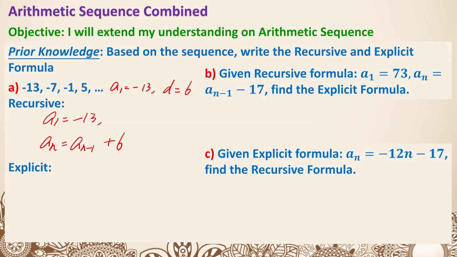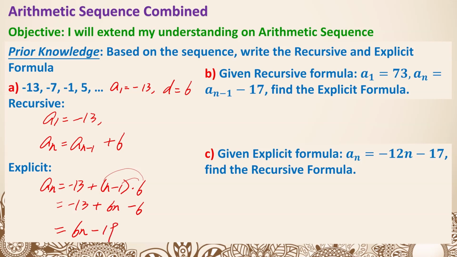The explicit formula, whichever term you're trying to get, you need the first term, and n minus 1 of the common difference, which is 6. So we distribute the 6. So negative 13 plus 6n minus 6 simplifies to be 6n minus 19. That's A. B. Given recursive formula, find the explicit formula.